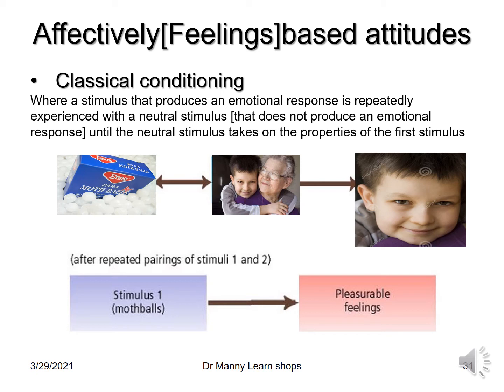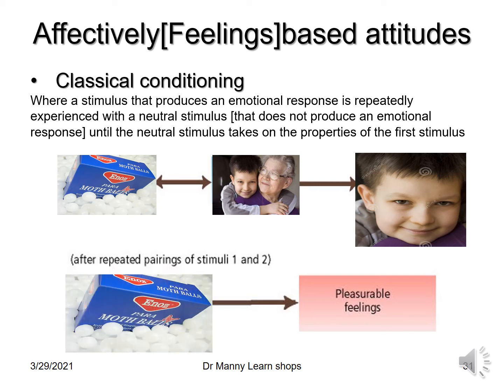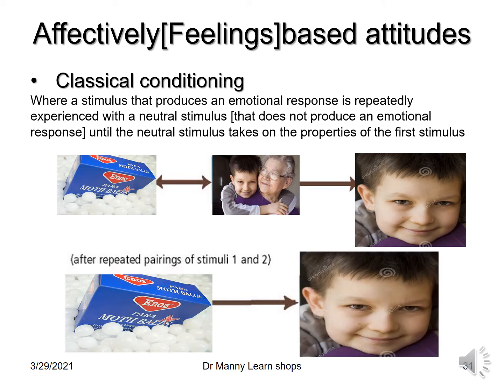So after being repeatedly paired, stimulus 1 and stimulus 2, mothballs, grandmother, mothballs, grandmother, the kid doesn't need the stimulus 2. Stimulus 1, the mothballs, produces feelings of pleasure, meaning that every time the kid smells the mothballs, he remembers his grandmother, and it makes him happy because she was always good to him. She always cared about him. It makes him happy.